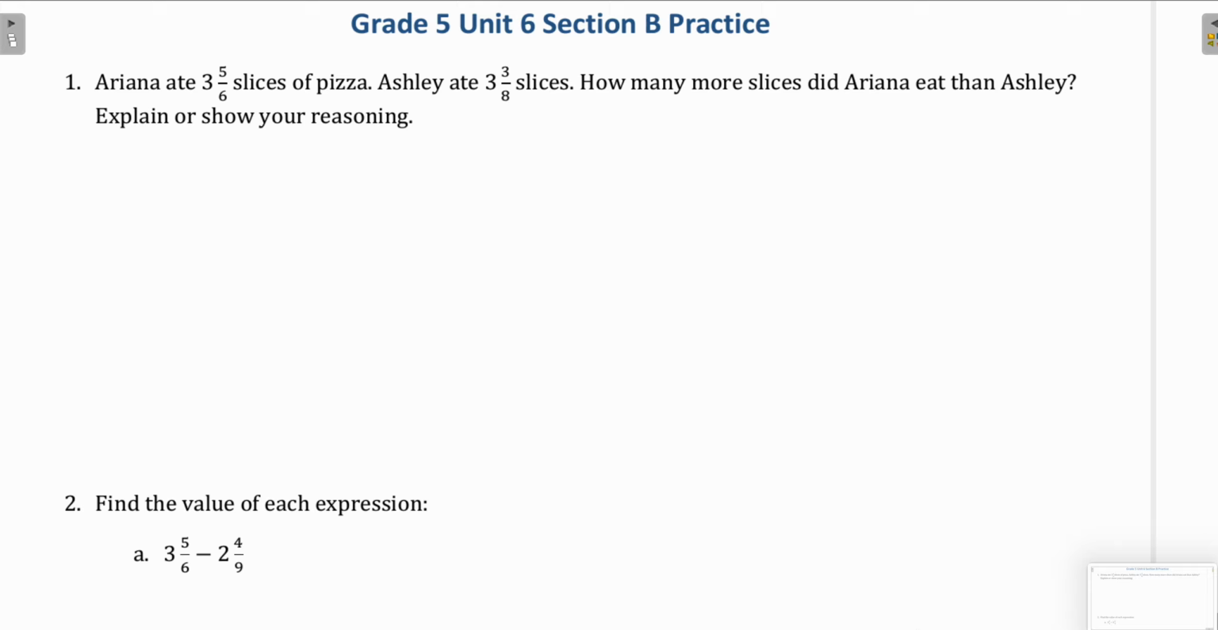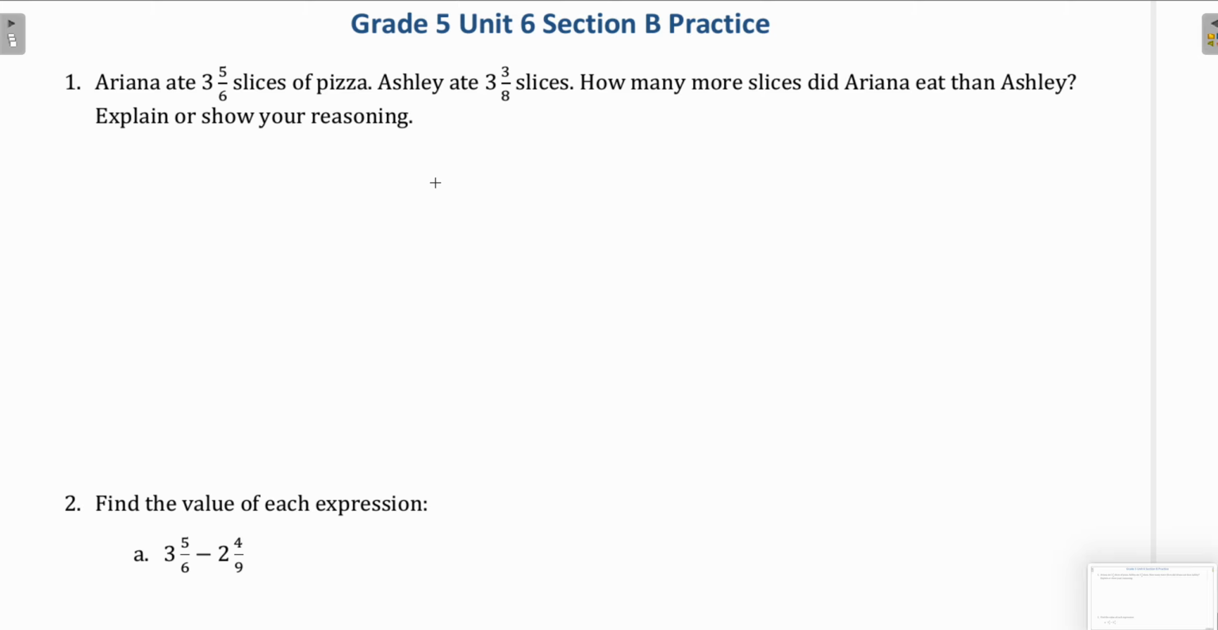All right, let's take a look at this problem. Ariana ate 3 5/6 slices of pizza. Ashley ate 3 3/8 slices. How many more slices did Ariana eat than Ashley? Explain or show your reasoning.